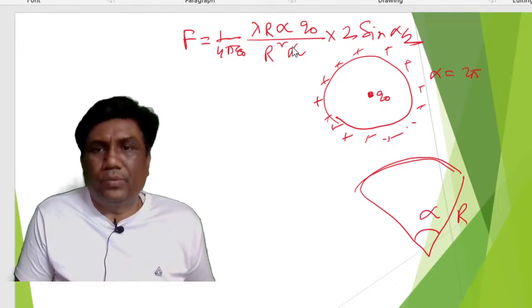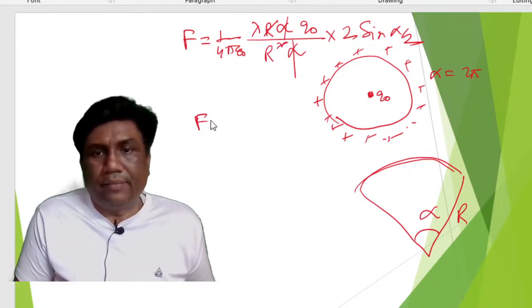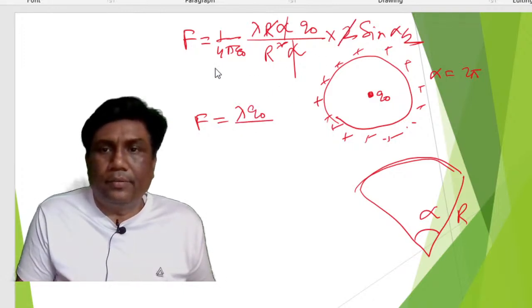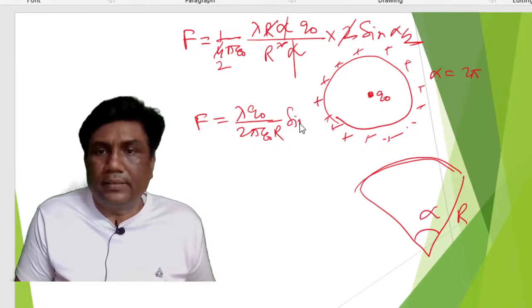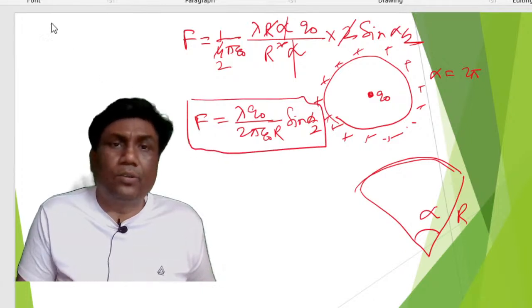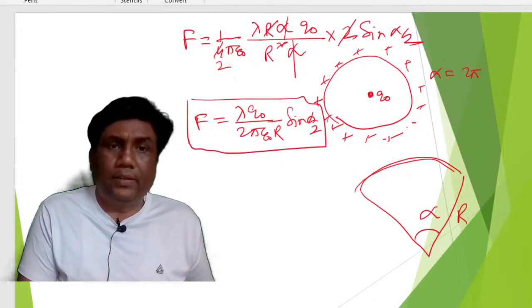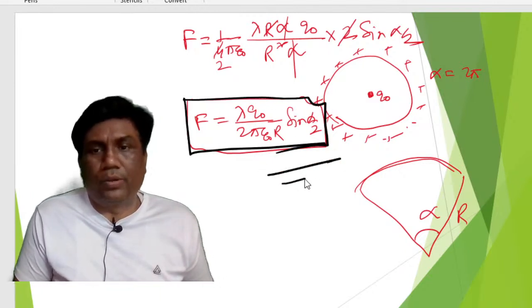So now you have to simplify a little bit. The alpha got cancelled, one r got cancelled. So F equals what? Lambda q naught by 2 pi epsilon naught r, into sin alpha by 2. So this can also be the answer, because I don't know in which format it will be there in the question. Thus you can understand both.